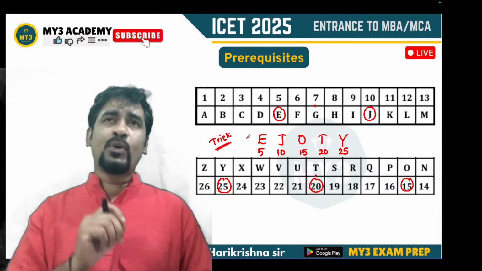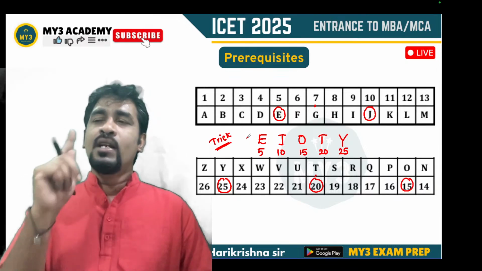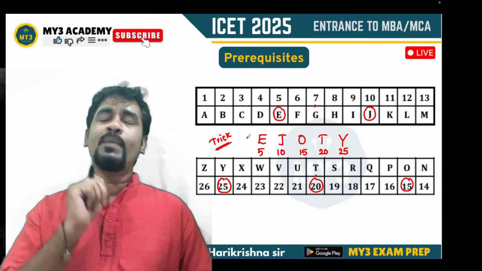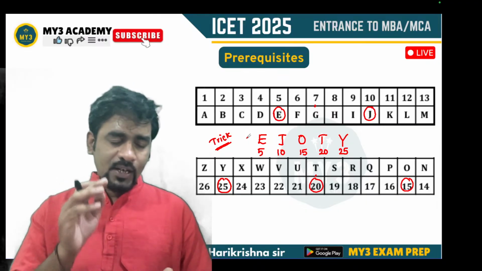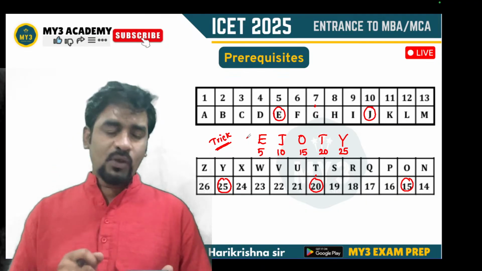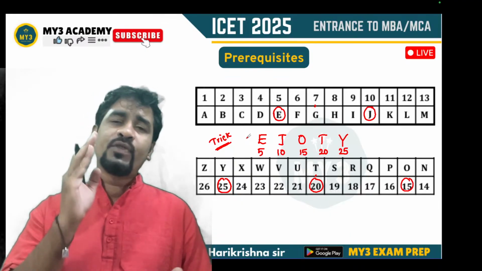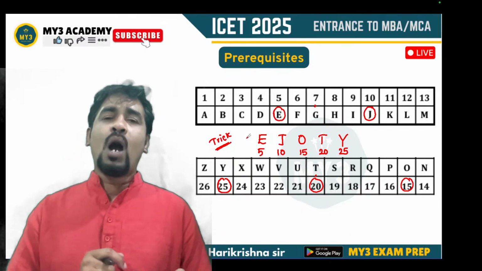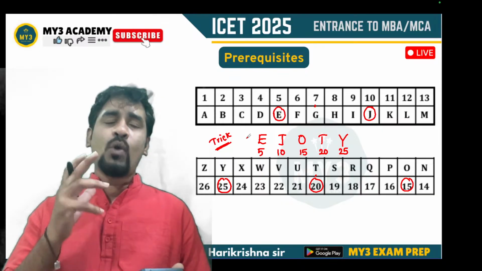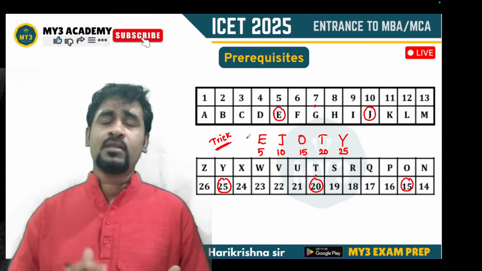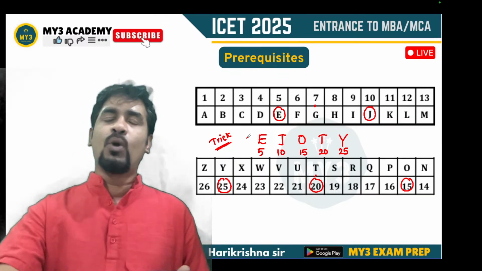For example, H position is required. H, I, J. J is the 10. So I will be 9, H will be 8. So like that you can find out the alphabet positions. That is the one important thing which we need to focus on while solving. So alphabet positions play a very important role while we are solving the letter analogy questions. Sometimes letters and numbers both are given.